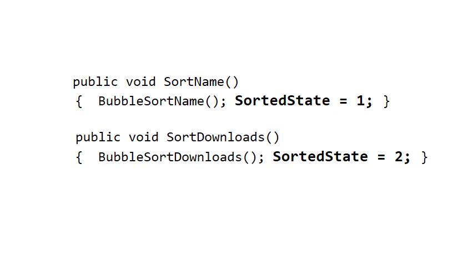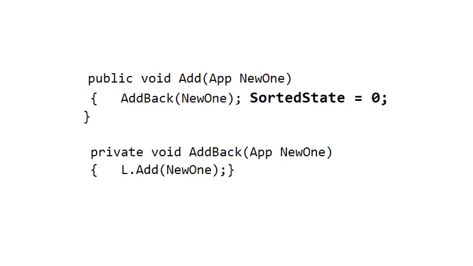When it's sorted on downloads, we set SortedState to 2, indicating that the list is now sorted on downloads. When we add an element to the list, and we simply add this element at the back of the list, in that l.add, we can obviously not keep any sorted state. So as soon as we add anything to the back of the list, then the list will obviously not be sorted anymore. So we immediately set SortedState to 0.